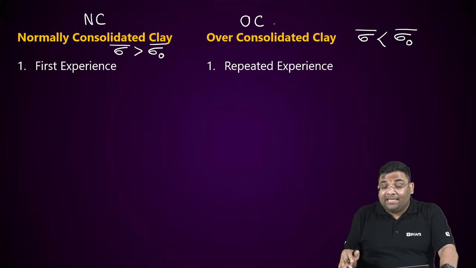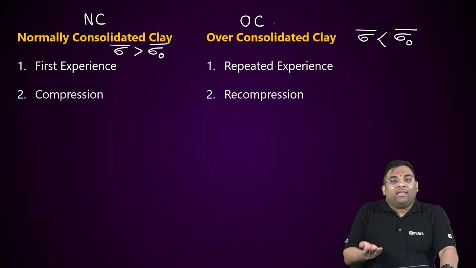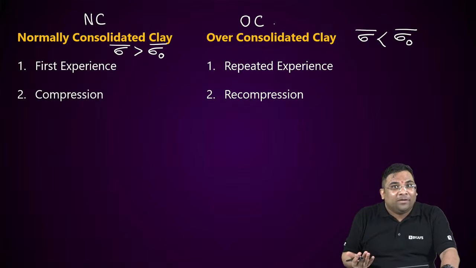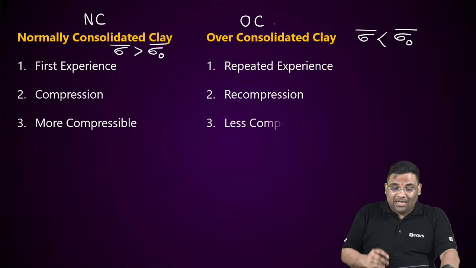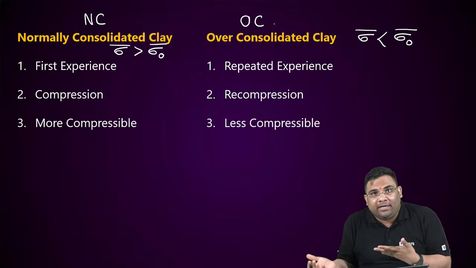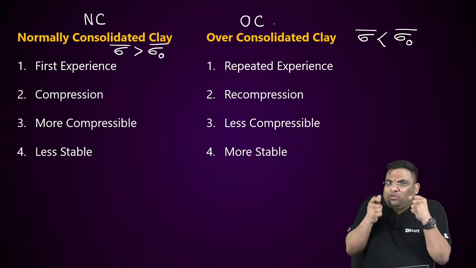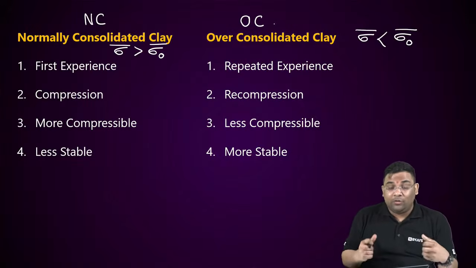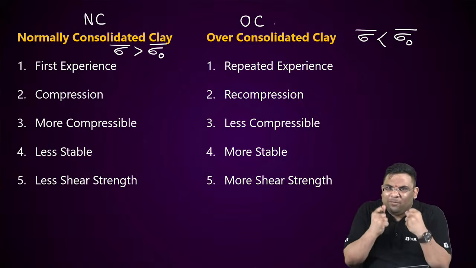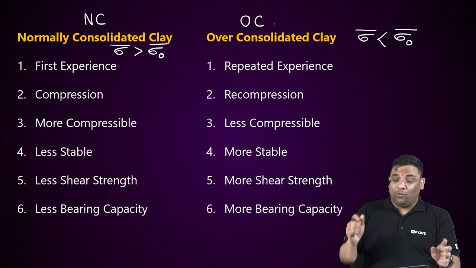For the OC clay, it's a repeated experience, right? Then, for NC clay, I will call that compression because it's happening for the first time. But for OC clay, I will call it recompression because it's not happening for the first time, right? Now, NC clay is more compressible, and over consolidated clay, OC clay, is less compressible. When I compare stability, since OC is stronger, it is more stable. Comparing shear strength, OC has more shear strength. Comparing bearing capacity, OC has more bearing capacity.